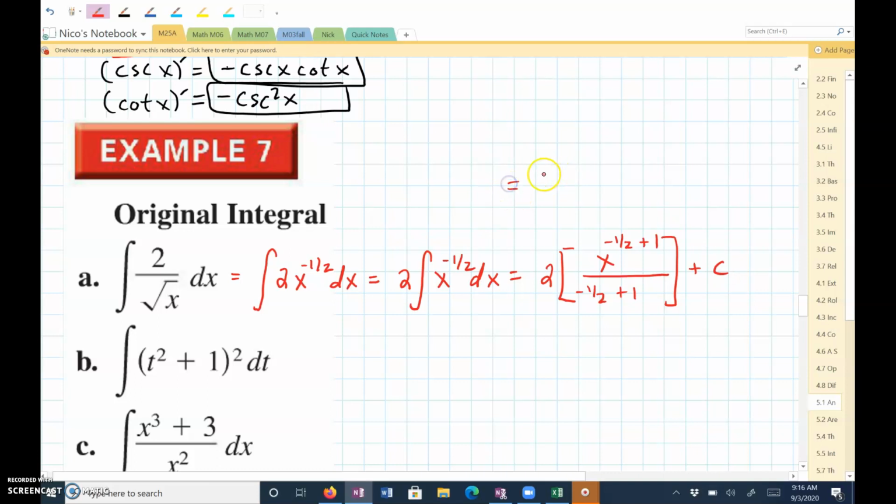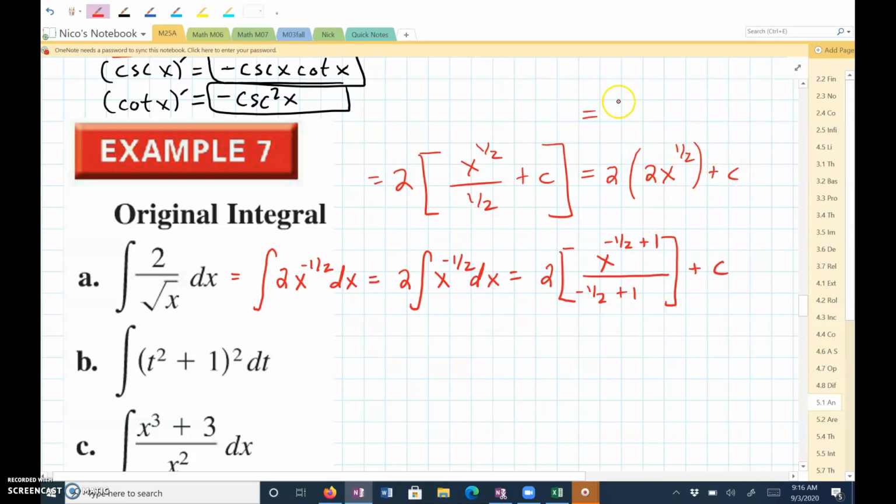So this would equal 2 times x to the 1/2 all over 1/2 plus c. And then this would end up being 2 times 2 times x to the 1/2 plus c. So finally this equals 4x to the 1/2 plus c.